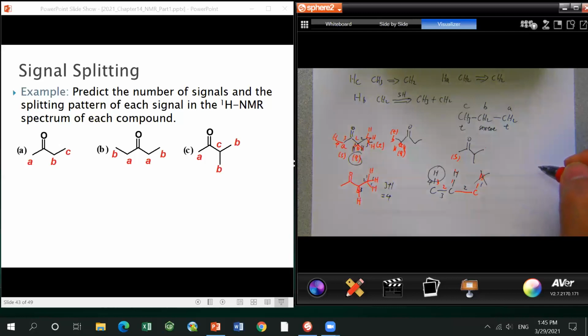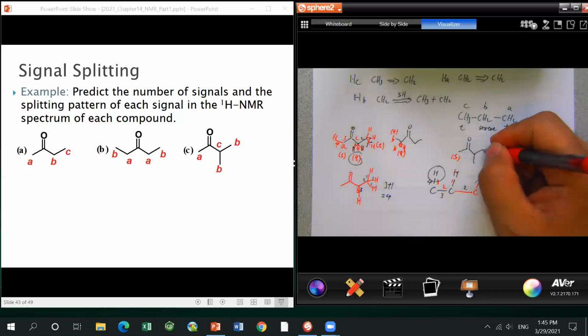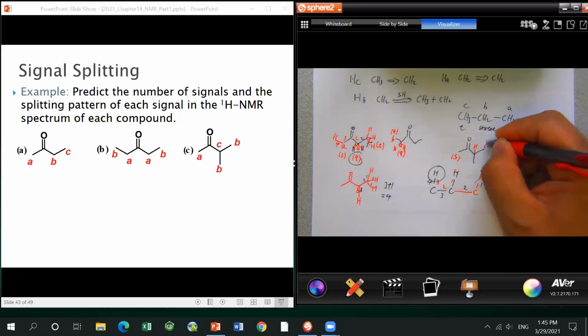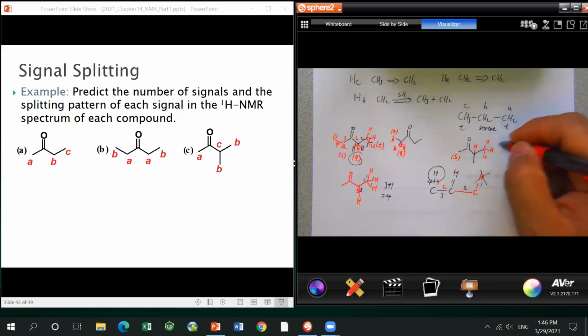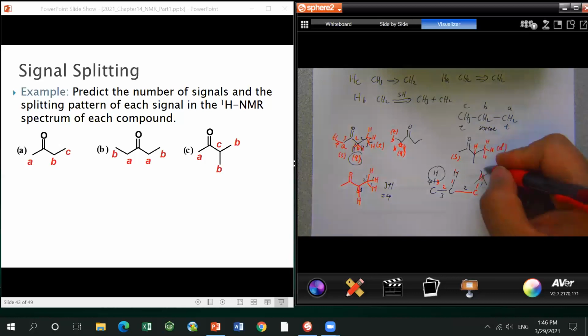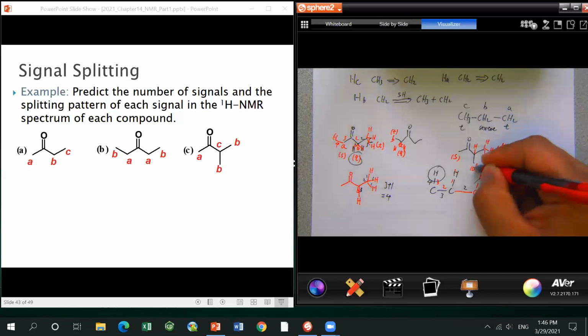And then B and C. Let's do B first. B only has 1 proton 3 bonds away, this one. Only 1 proton 3 bonds away from these 3 protons, so B should be a doublet. Same thing for D: this D is also a doublet, and this B is also a doublet.